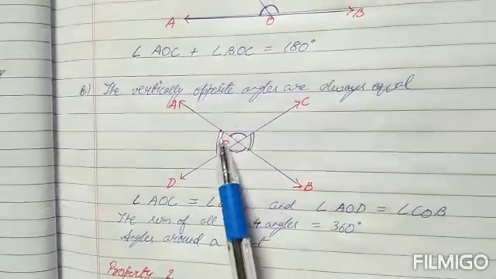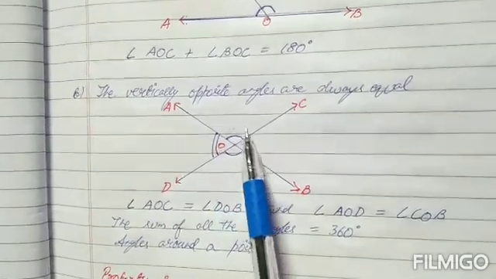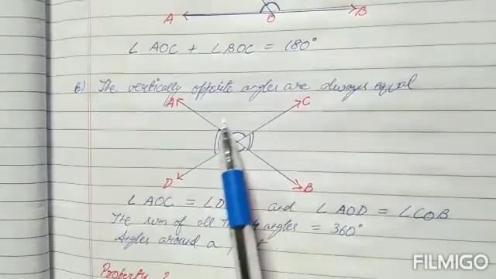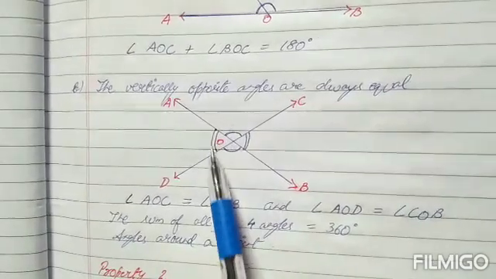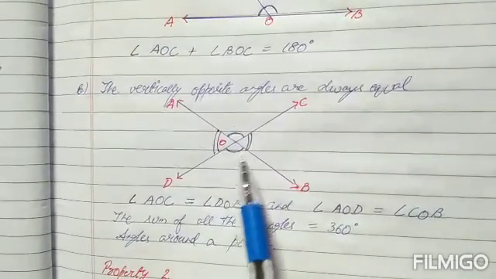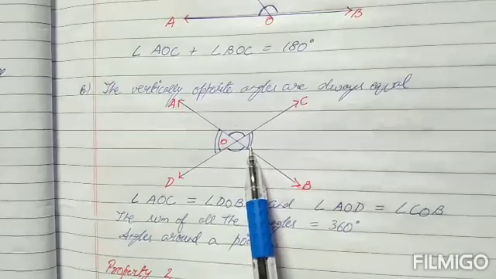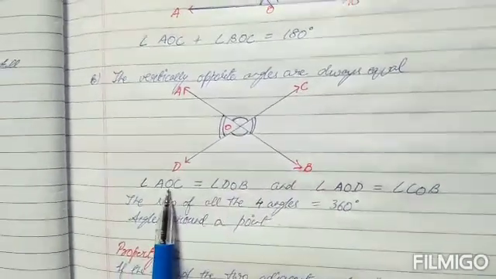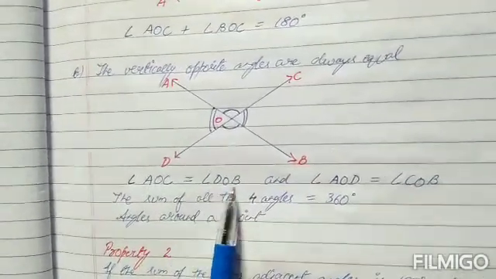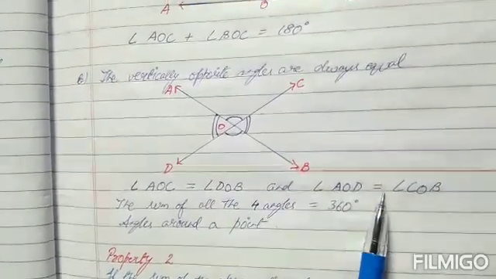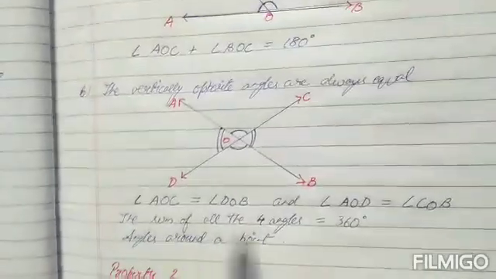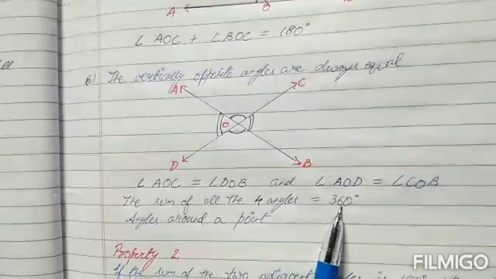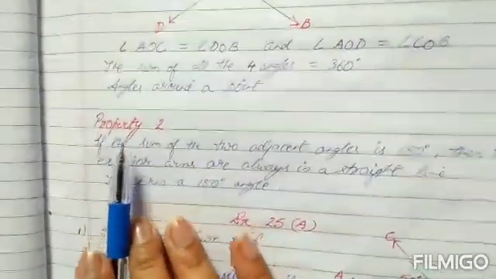Another property here, once again I want to revise, children. If we add up all the angles around the center point, their sum always comes out to be 360. So this is the next property, that is AOC is equal to DOB and AOD is equal to COB. The sum of all the four angles will be 360 degrees. I hope this is clear.